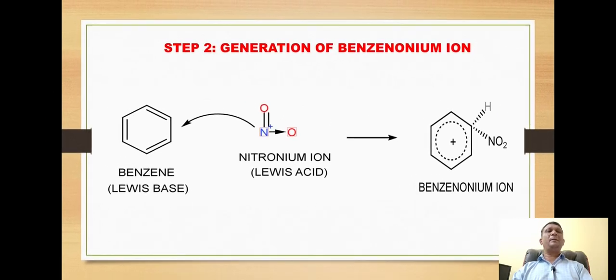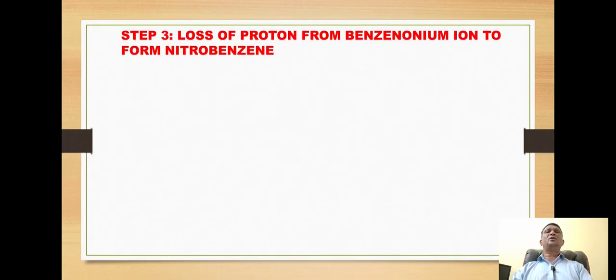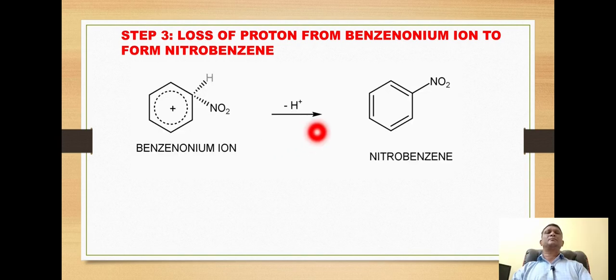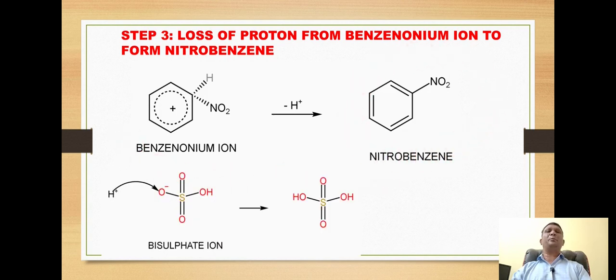Once this benzenonium ion is generated, it loses a proton, and this loss of proton from the benzenonium ion will lead to the formation of nitrobenzene. The proton which is lost from the benzenonium ion is taken by the bisulfate ion, and thus the bisulfate ion gets converted to sulfuric acid. Thus it may be inferred that the reaction is catalyzed by sulfuric acid. So in this way benzene undergoes nitration in the presence of sulfuric acid and gets converted to nitrobenzene.